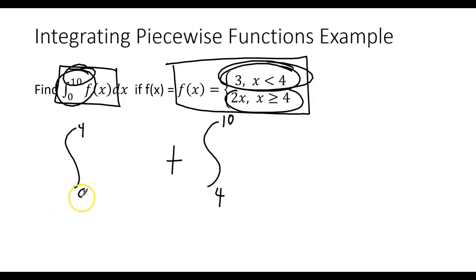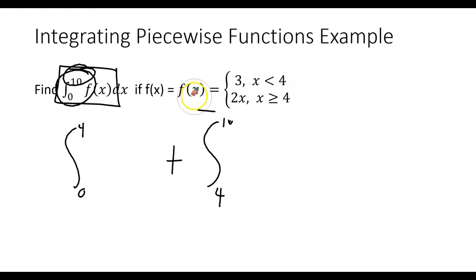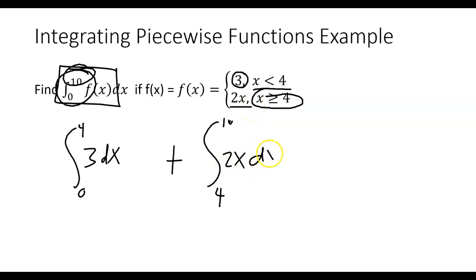Okay, so now if I'm going from 0 to 4, which piece am I using? Well, if I'm going from 0 to 4, is that x value less than 4 or greater than 4? Well, those are x values that are less than 4, so what I'm going to be integrating here is the 3. Likewise, if I'm going from 4 to 10 for this second integral, those are x values that are greater than 4, and so I'd be integrating the 2x for this piece.